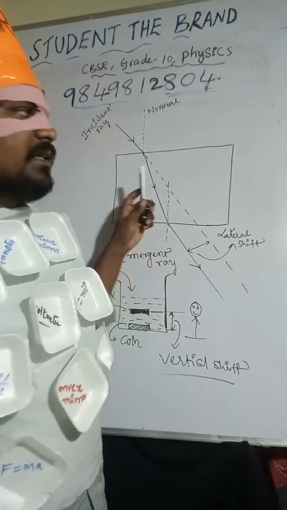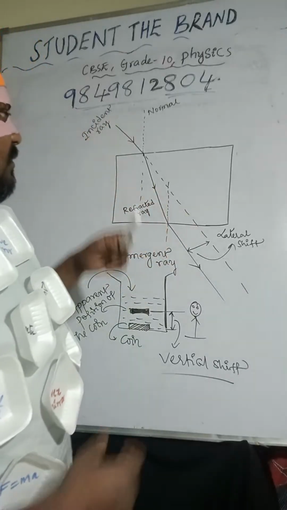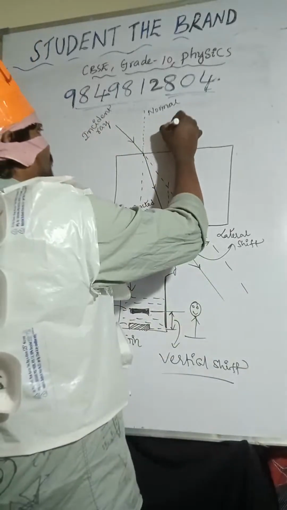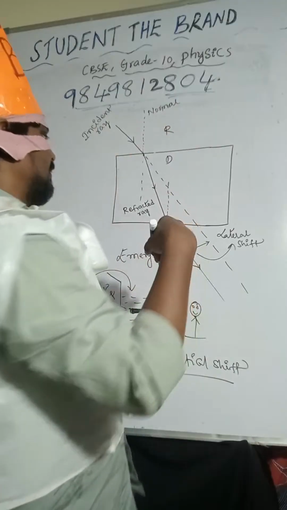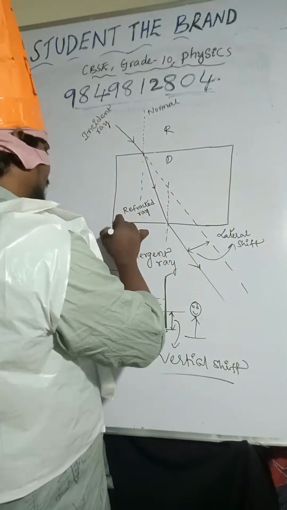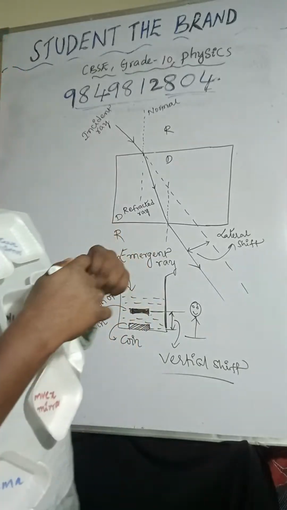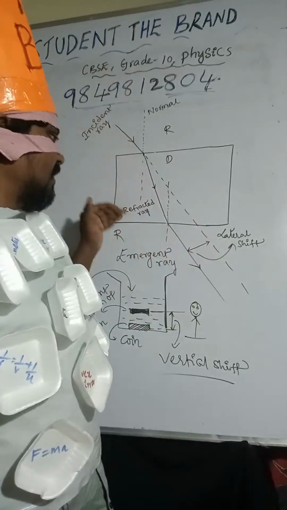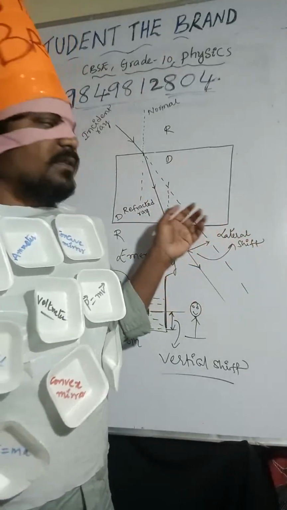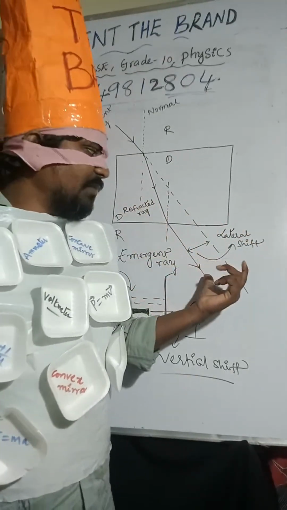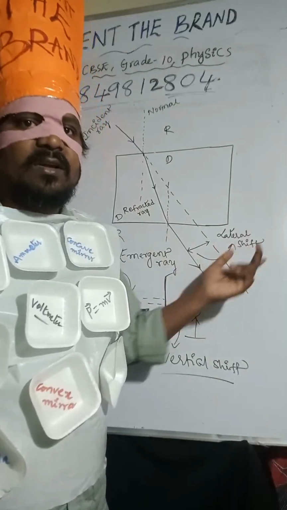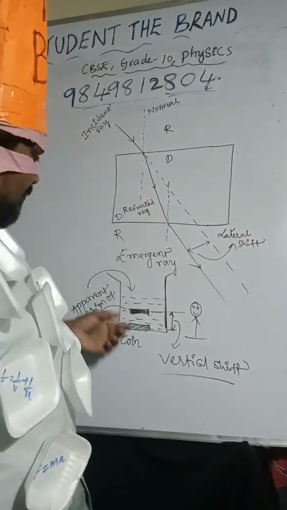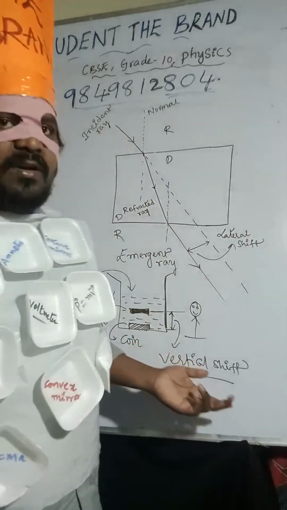Here the reason is, when the light ray is moving from rarer to denser, this is the rarer medium and this one is the denser medium, and then again denser to rarer. If the light ray is moving from rarer to denser, it bends towards the normal line. If it is moving from denser to rarer, it moves away from the normal line. The distance between the emergent ray and the extended incident ray is called lateral shift, and the distance between the actual position and the apparent position of the coin is called vertical shift.